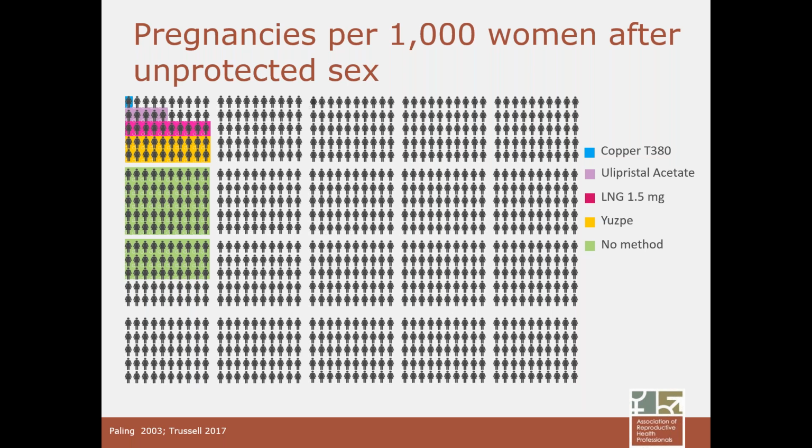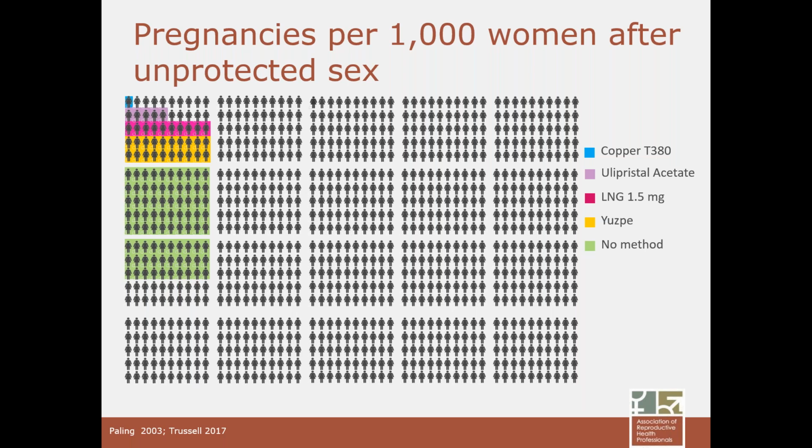On the next row, you see the light purple, and that represents the number of women who would be expected to become pregnant after taking Ulipristal acetate. So that number is about 4, higher than the IUD, but lower than the next line, which is Levonorgestrel, the sort of bright pinkish color. About 10 women out of 1,000 would be expected to get pregnant after using Levonorgestrel. And in the yellow, you can see the Yuzpe method, which shows about 20 women who might become pregnant after using the Yuzpe method for preventing pregnancy after intercourse.